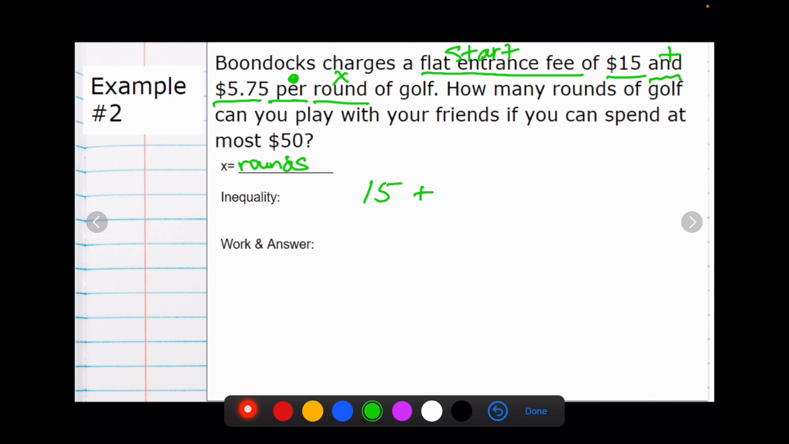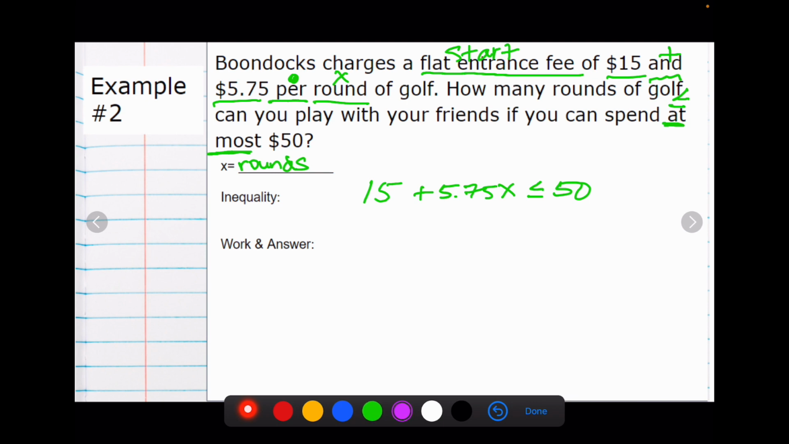How many rounds of golf can you play with your friends if you can spend at most? At most. So go back, look at your notes. Which symbol are we going to write down with the words at most? At most means that we're going to write down a less than or equal to symbol. Okay, so 5.75x less than or equal to $50.